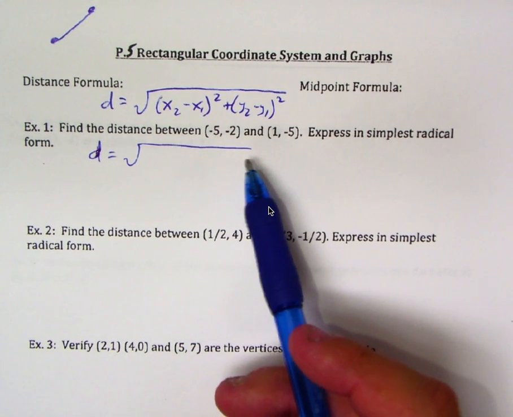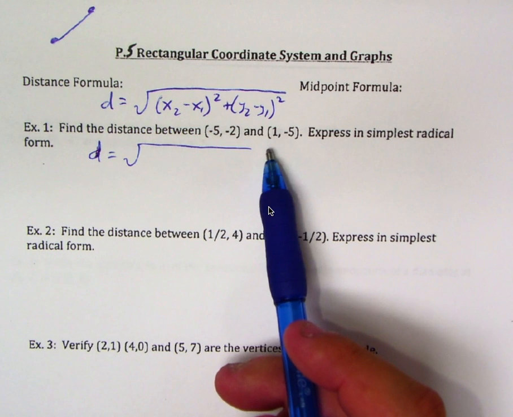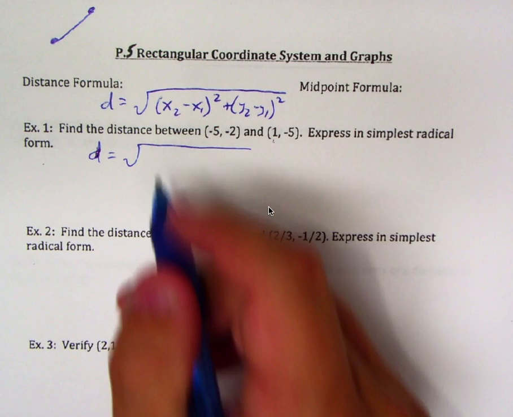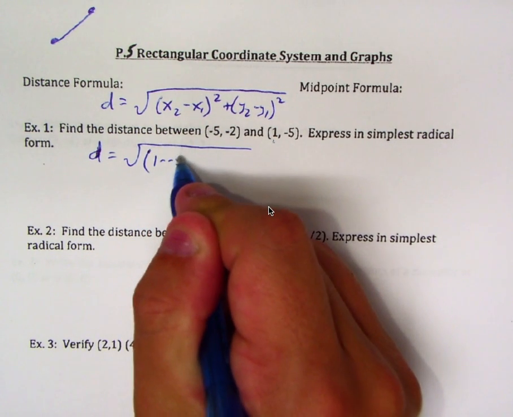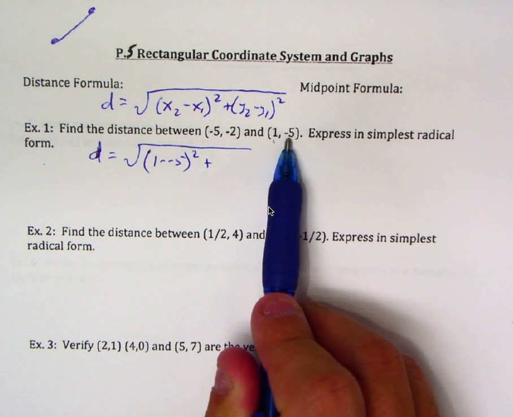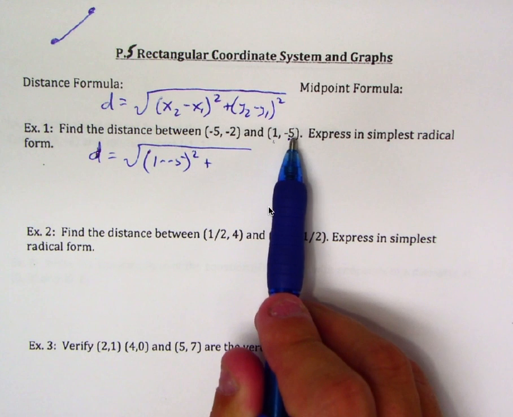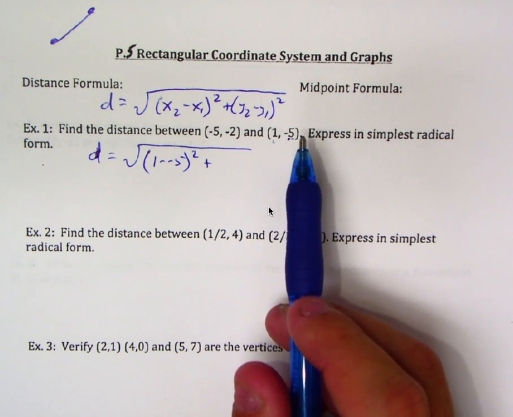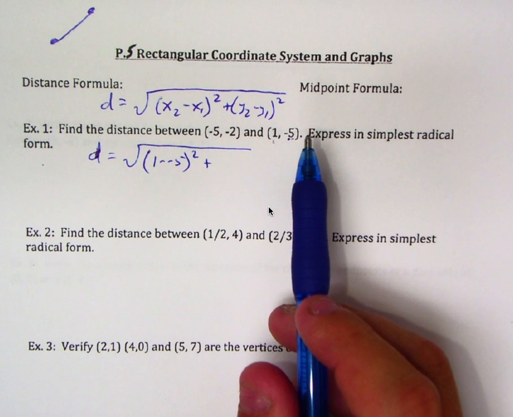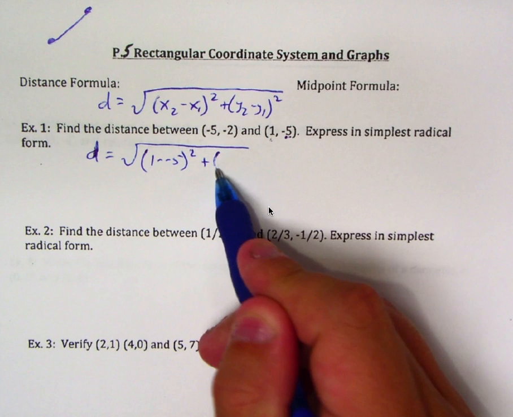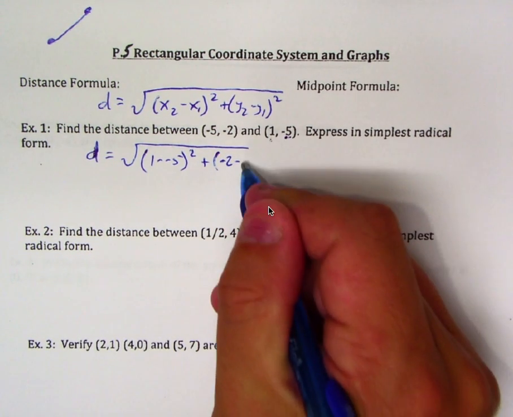Now my advice, the way I do it, I always pick the order that's going to give me a positive. So for this first one, when I subtract the x values, I'm going to do 1 minus -5, 1 minus -5 squared. And for the other one, I'm going to do -2 minus -5. So I'm going to flip the order of the y's. And then some people always think, well, don't you have to do it in the same order? Not with these. That is for the slope formula. When you're doing y2 minus y1 over x2 minus x1, you have to do them in the same order. But for this, the order doesn't matter. So we're going to have -2 minus -5 squared.